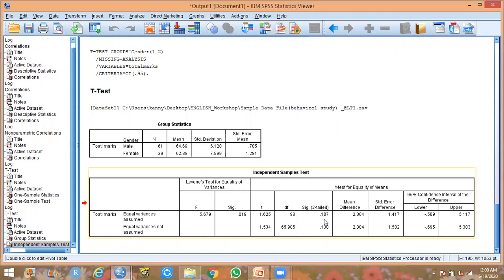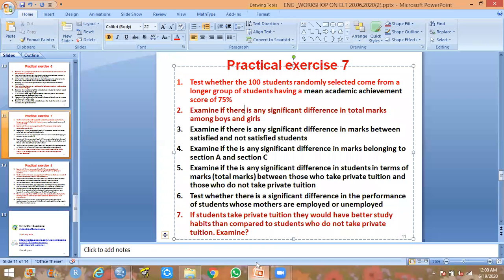This kind of idea we can give easily. So this is the comparison of marks between boy students and girl students with the help of the t-test, that is the two sample t-test. Fine. So I go to my exercise.